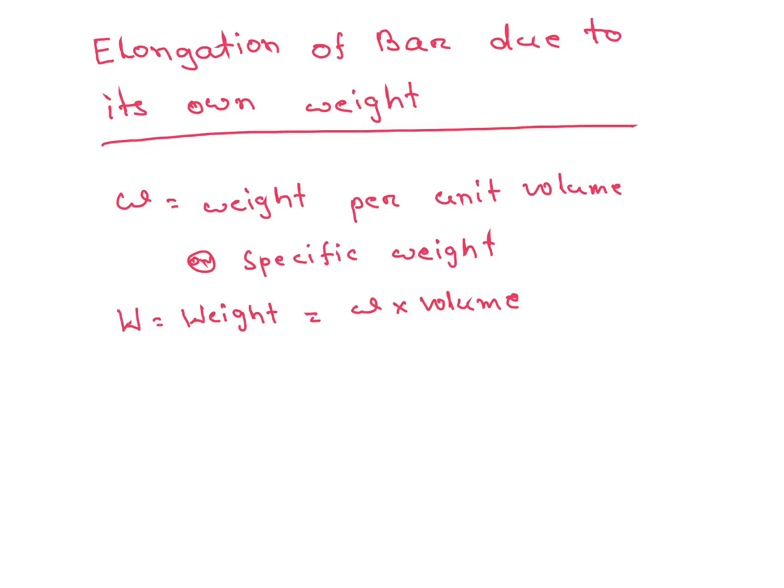Elongation of a bar due to its own weight or self weight. Omega is weight per unit volume, or specific weight, and W equals weight, which is specific weight into volume. So the elongation due to self weight, delta L, is omega L square divided by 2E.